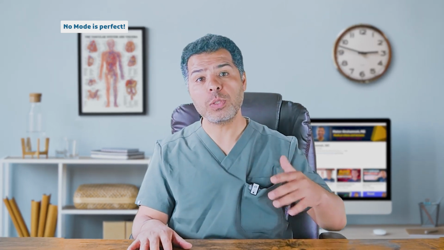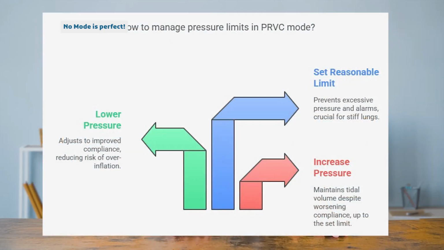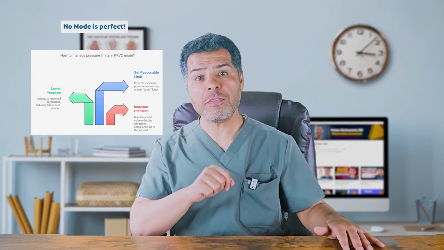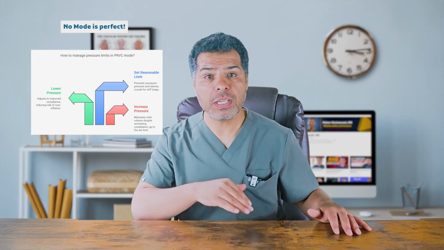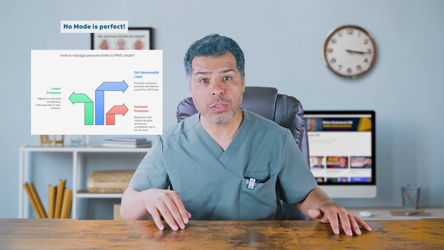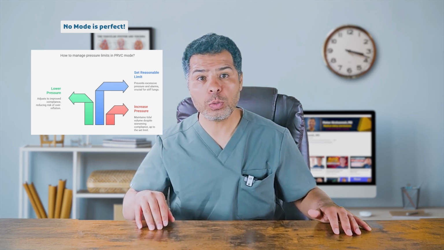And here's how it works. The ventilator adjusts the inspiratory pressure breath to breath to deliver the set tidal volume while keeping pressure as low as possible. If the patient's lung compliance worsens, like in ARDS, the ventilator will increase the pressure to try to maintain the tidal volume, but only up to the set pressure limit. If compliance improves, the ventilator then will lower the pressure accordingly, so it's not a fixed pressure. If the pressure needed to deliver the tidal volume exceeds the set limit, the ventilator won't go higher. It will under-deliver the volume and often trigger a low tidal volume alarm.